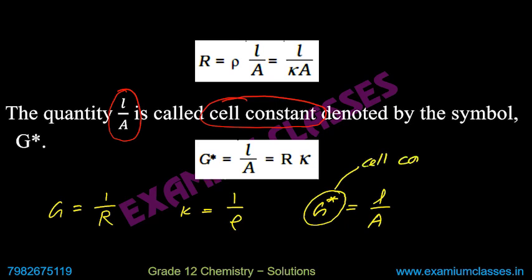The cell constant of a particular cell will always be constant because the length is the same and the area is the same. Cell constant is equal to L by A. We are not changing the length or the area, so the cell constant will always remain the same unless we deliberately change the length or area, which will not happen normally.